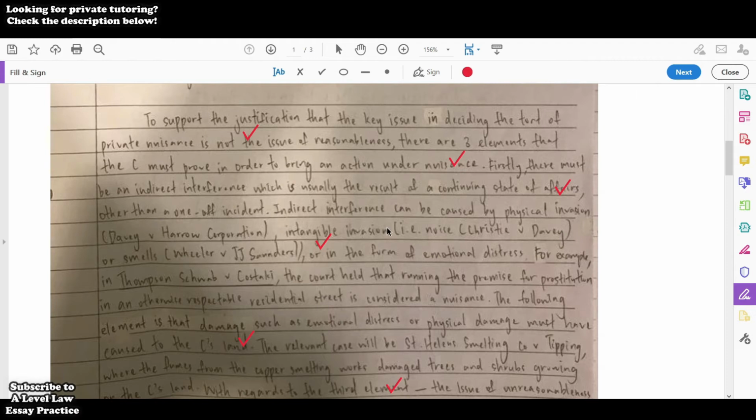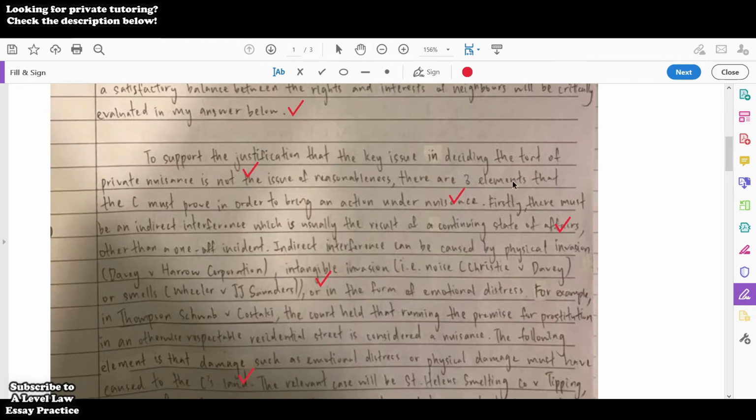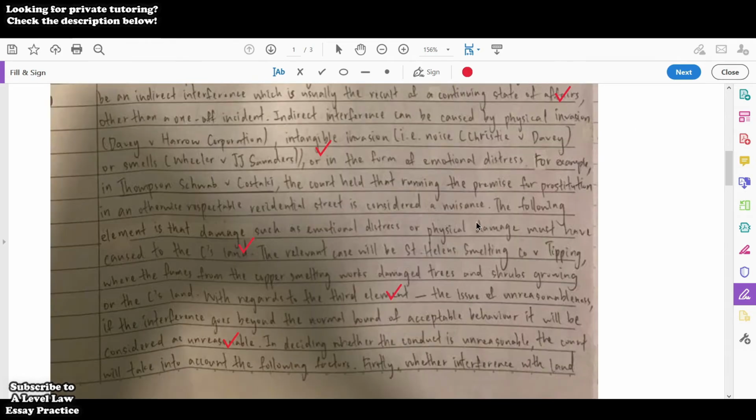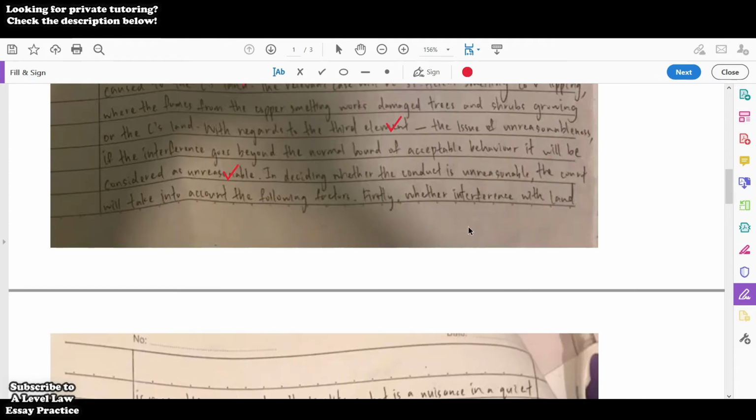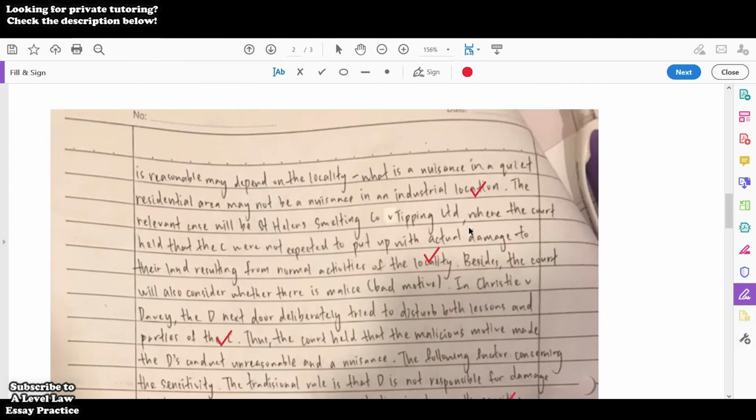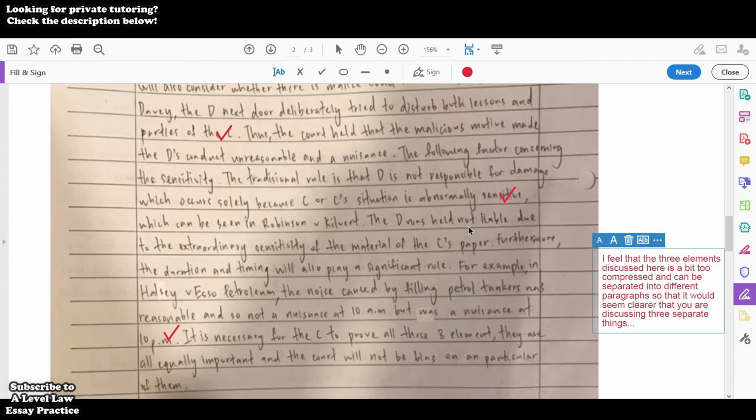But to the examiner it may or may not be. Still, these three elements are pretty big, and there's a lot to talk about. So it would be good to separate them into three separate paragraphs, so that at the same time it leaves you a bit more space to discuss more, because I feel that you are rushing through this.